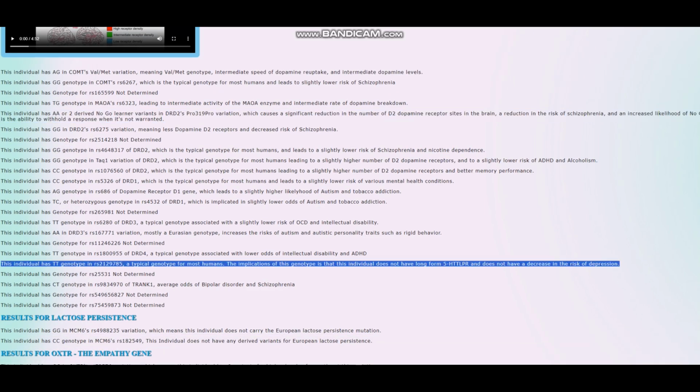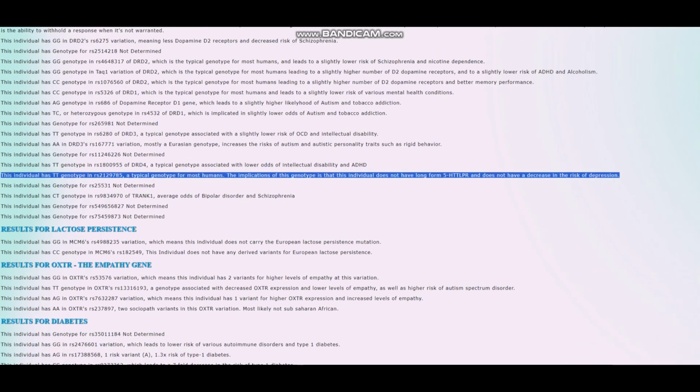Is there anything else that's interesting here? It looks like she's got the typical genotype for most humans and does not have the long 5-HTTLPR, so she's got some problems transporting serotonin. The typical genotype for humans is the short form of 5-HTTLPR, and that's what she's got. The typical human has slightly higher odds of depression and stuff like that. So in her case, she's just kind of average and normal.